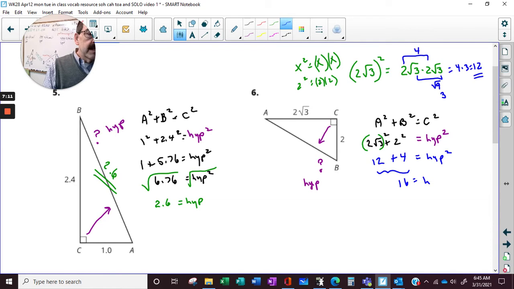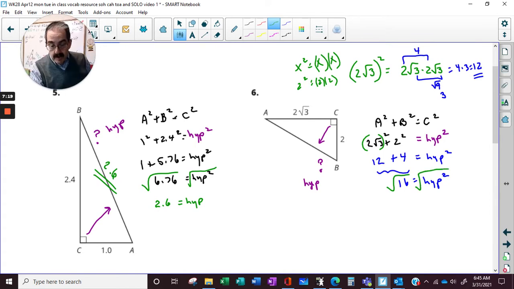16 is the hypotenuse squared. We know the opposite of squared is the square root. To undo a squared is to take the square root. So in this case, we get 4 is the hypotenuse. All right.